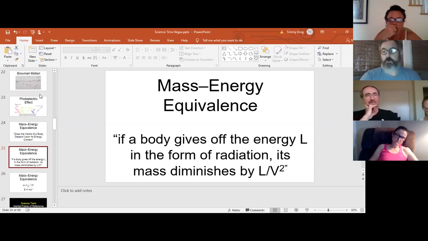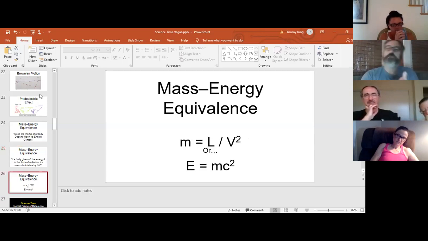And in the paper, what he theorized, or actually what he proved, was that if a body gives off energy in the form of radiation, its mass diminishes by the energy, which is L, divided by the speed of light squared. Of course, he wrote it in German because it was a German paper, but nonetheless, that was the sentence that was kind of the summary of his paper. And if you take that sentence that he wrote in German and you convert it to a mathematical formula, you get the mass is equal to the energy divided by the speed of light squared, or in our common English phrase, E equals mc squared. Energy is equal to mass times the speed of light squared.